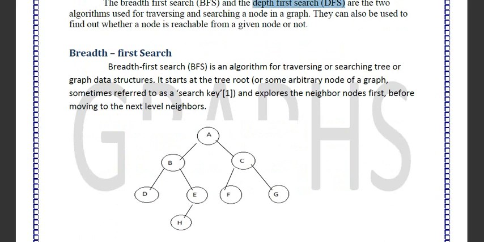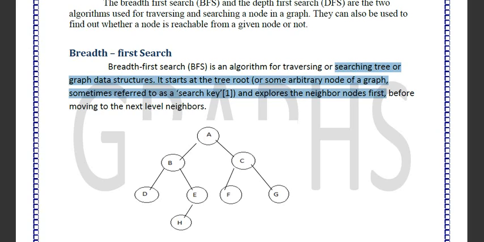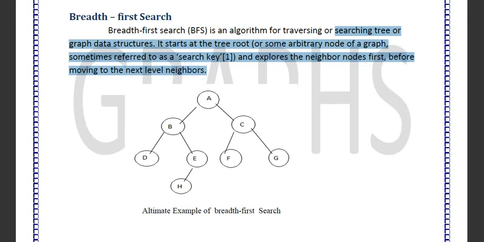Breadth first search is an algorithm for traversing or searching trees or graphs in a data structure. It starts at the tree root or some arbitrary node of the graph, sometimes referred to as a search key, and explores the neighborhood nodes first before moving to the next neighborhood. That is how breadth first search goes. It will start from the root A, move to its neighbor, and then move to another one.